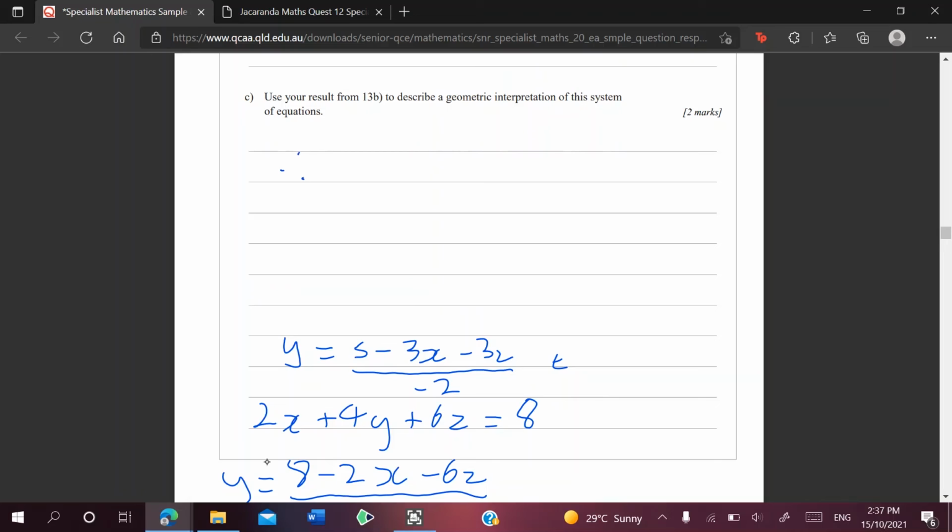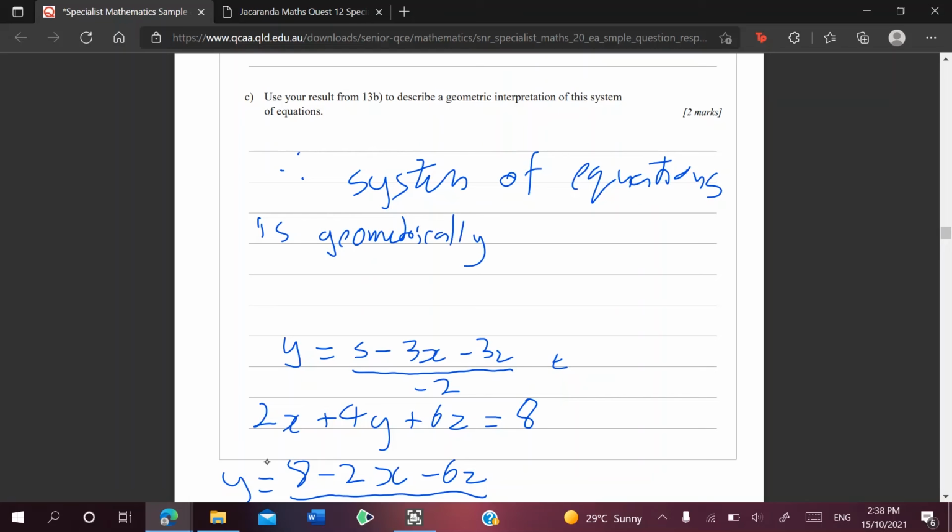Yeah, so therefore what I said just then: the system of equations is geometrically interpreted as two parallel lines and one intersecting line.